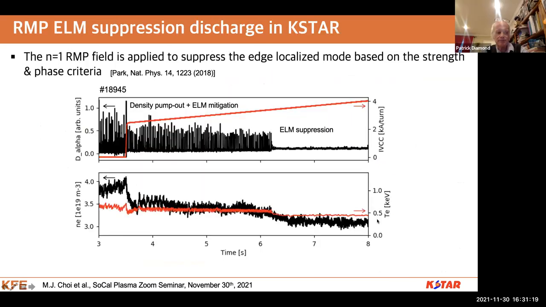All right, thank you. Okay, let's move on. This is the brief introduction of RMP ELM suppression discharge in KSTAR, and we applied n equal 1 RMPs to suppress edge localized modes, based on some criteria introduced in this paper. Here the red line is the RMP field strength, the external coil strength, and this black line is the D-alpha signal. You can see that ELM is mitigated first and eventually suppressed with a larger external amplitude. And you can see that density and temperature change.